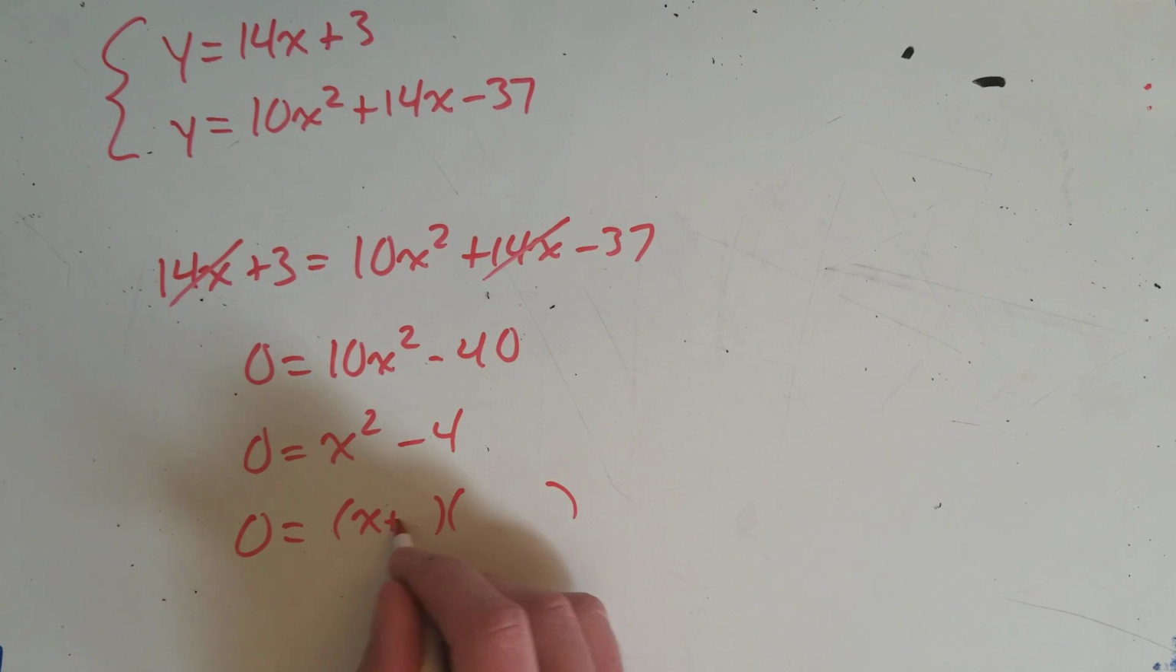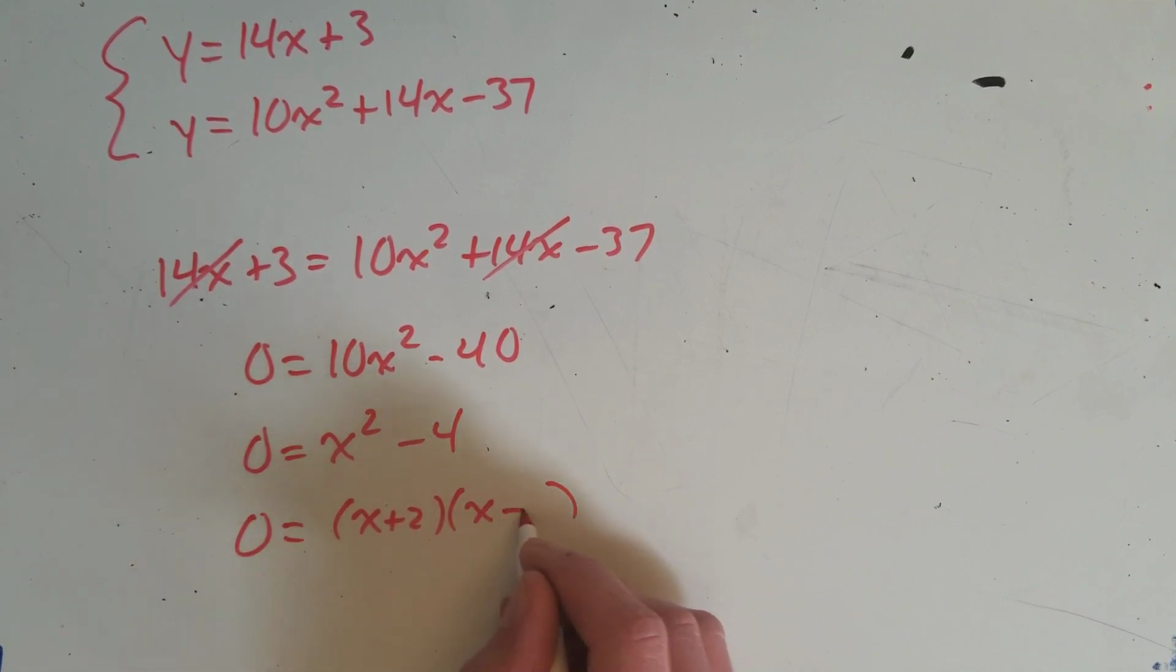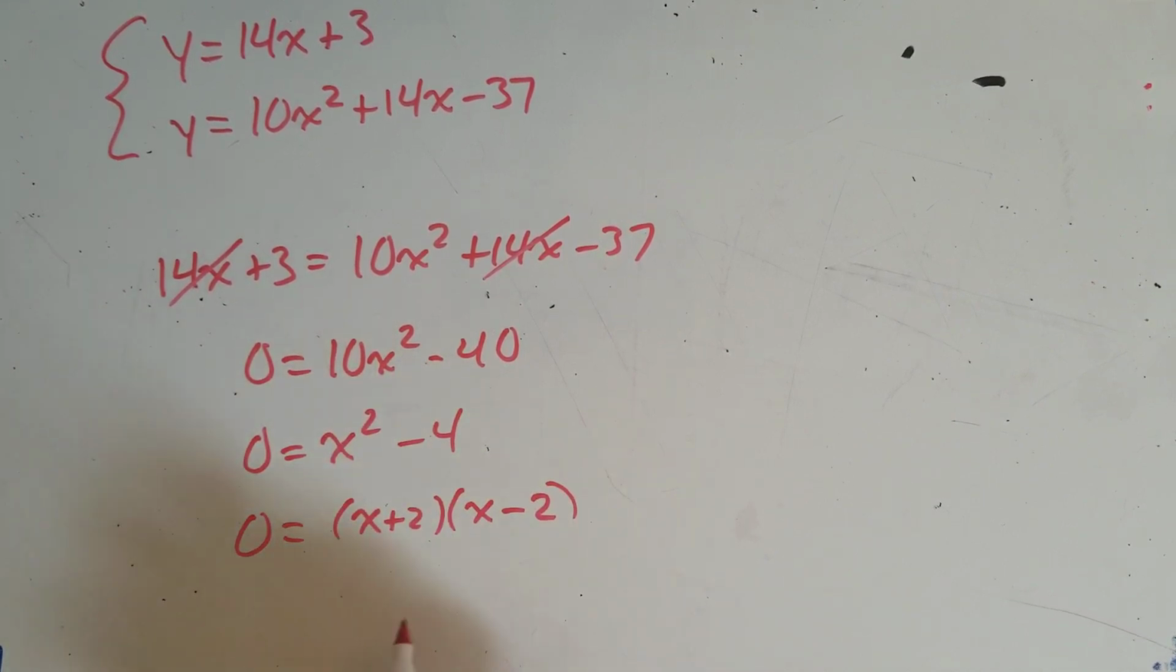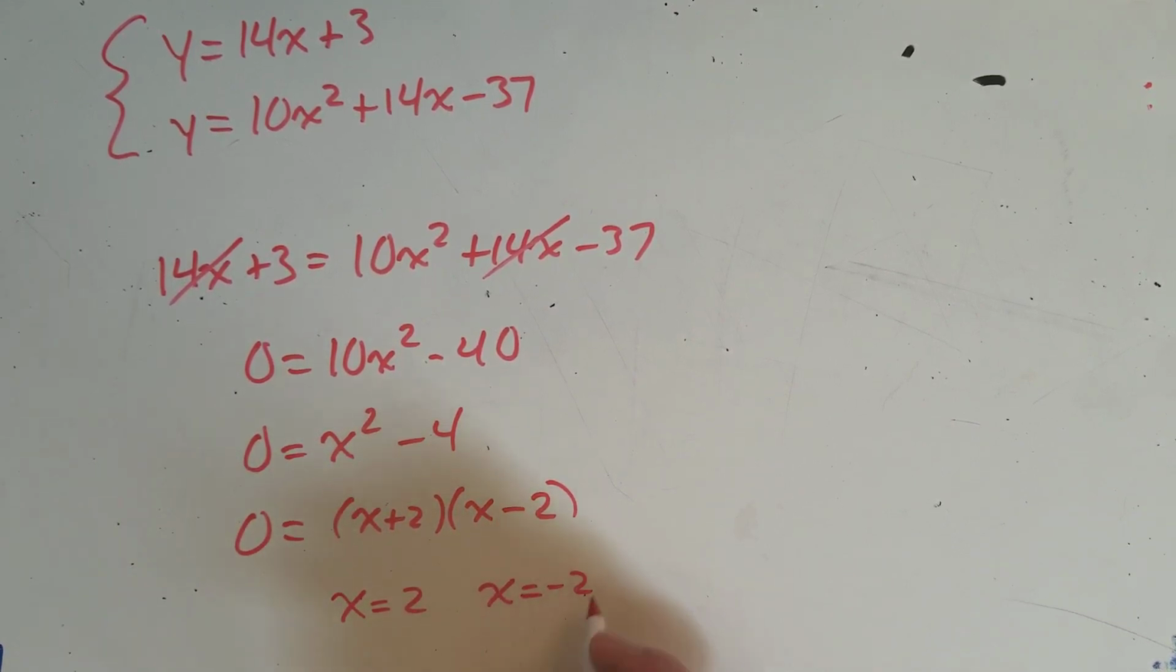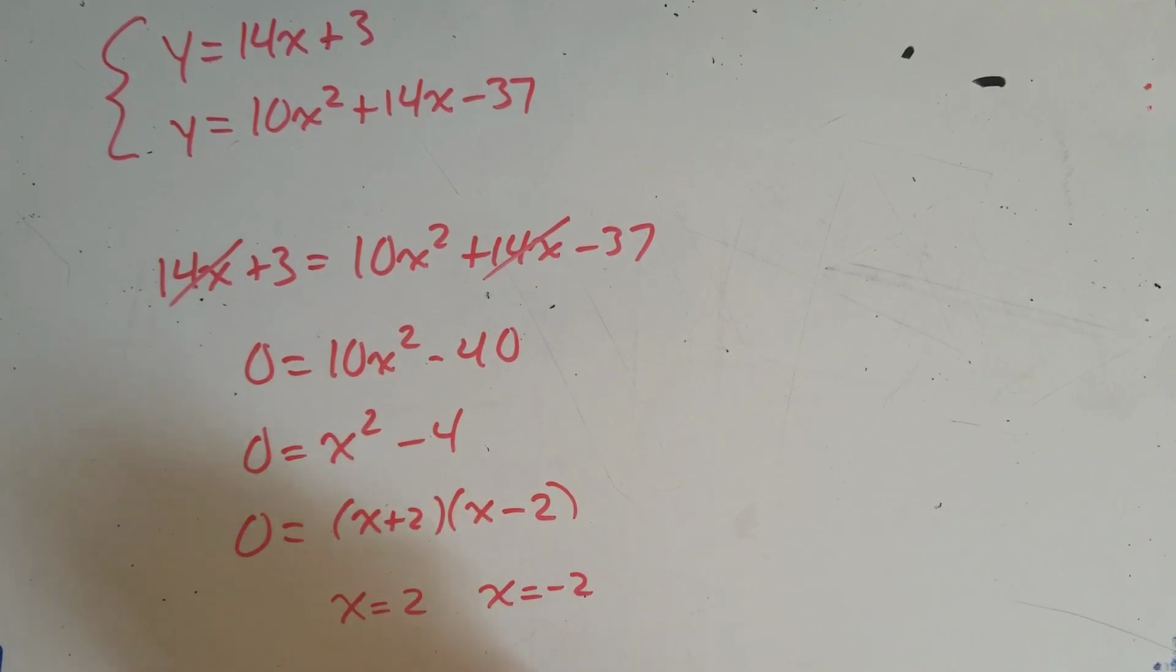So you're going to have x plus 2 times x minus 2, which means your values of x that solve this equation, x can be 2 and x can be negative 2. So x would be 2, x would be negative 2.